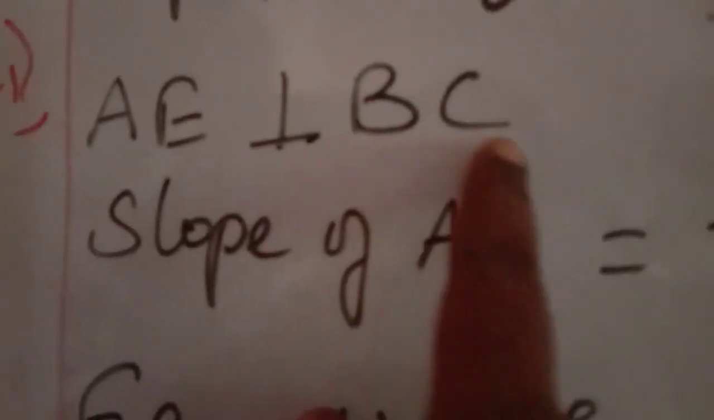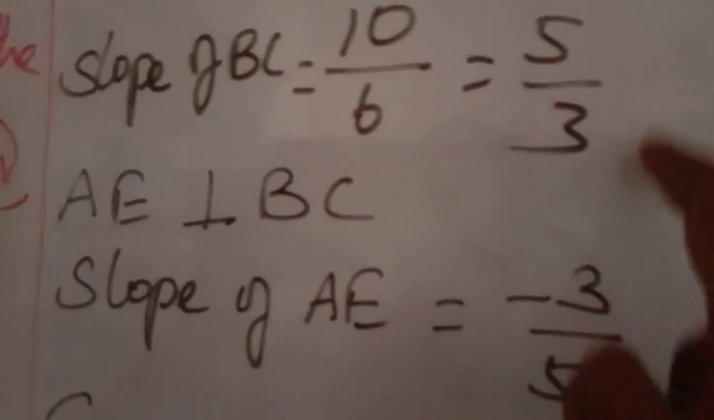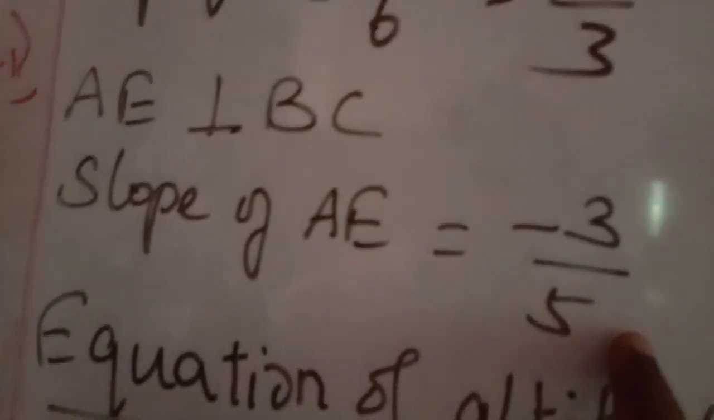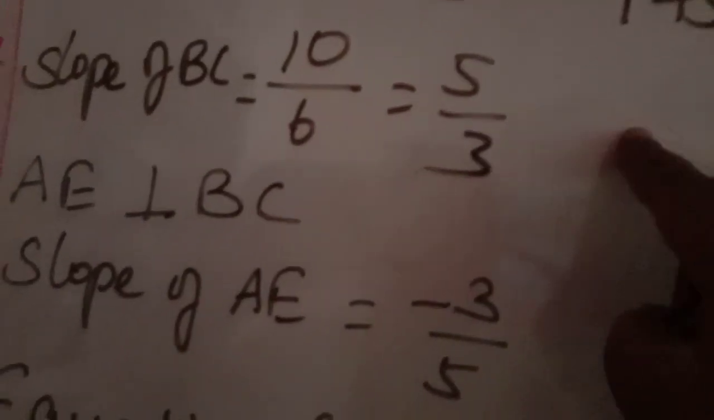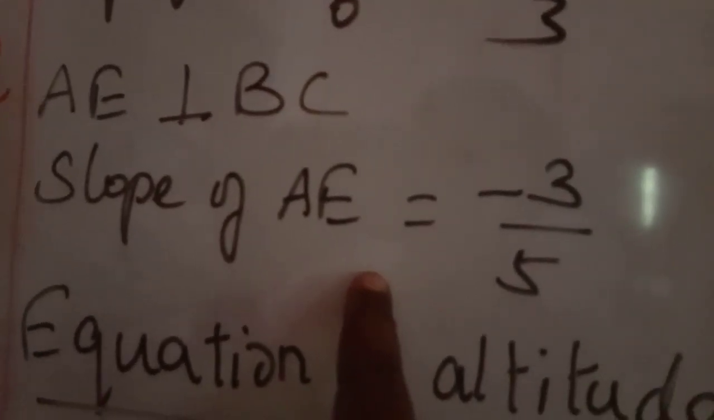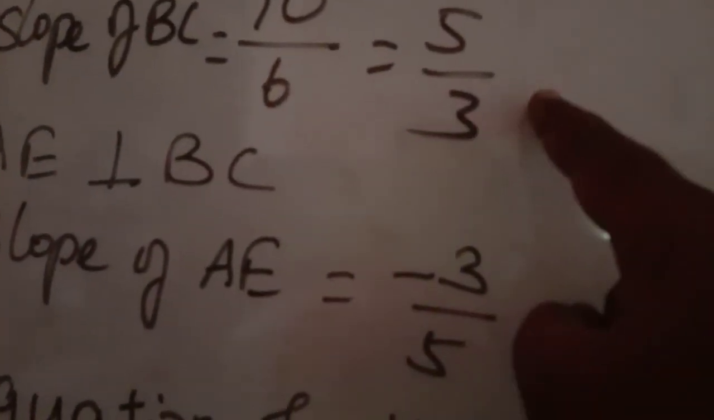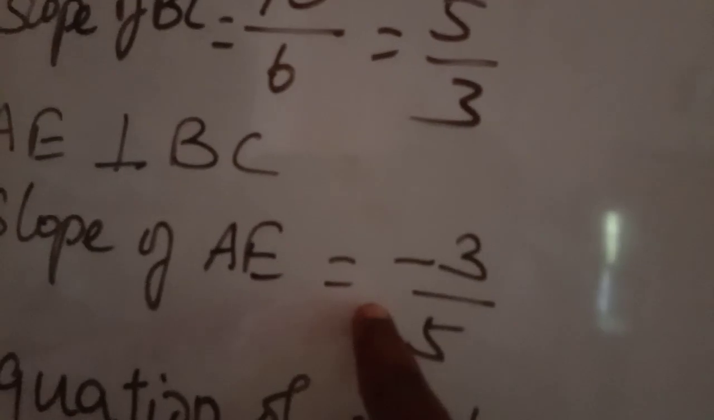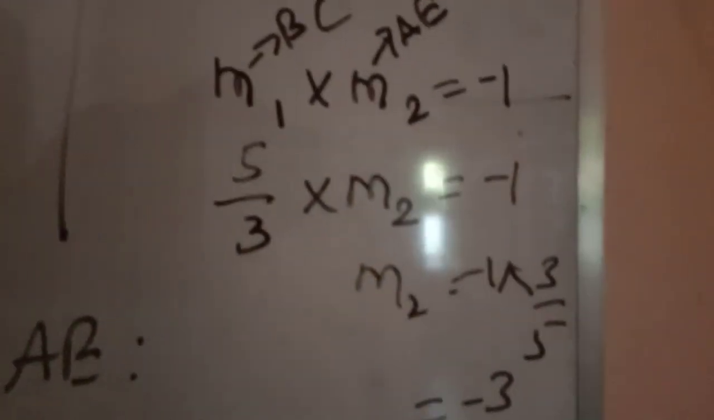Otherwise, if these two are perpendicular and the slope of BC is 5 by 3, from this we can find directly. Write the reciprocal and change the sign, and we get the slope of the perpendicular. Can you understand? So I have written it directly. Why are we writing minus 3 by 5? This is the reason. Perpendicular slope means change the sign and write its reciprocal.